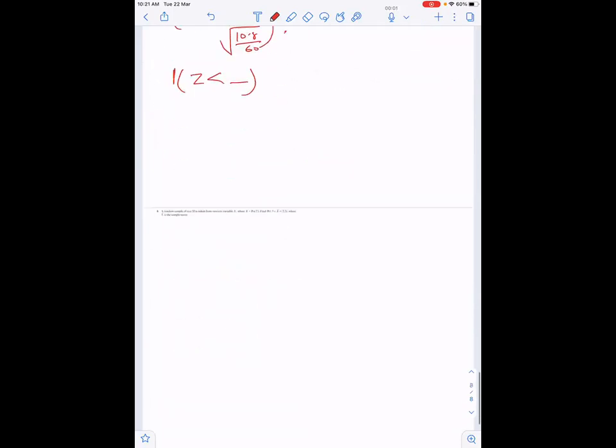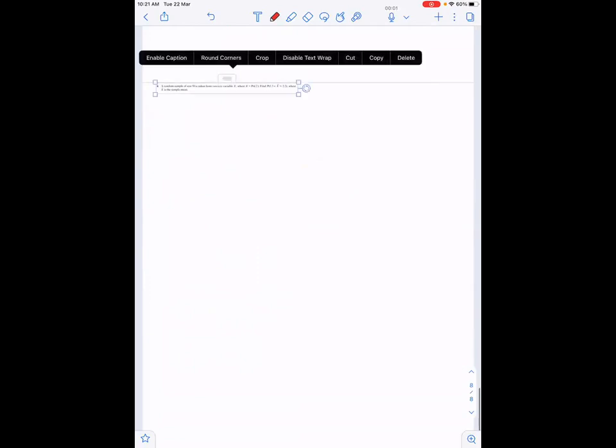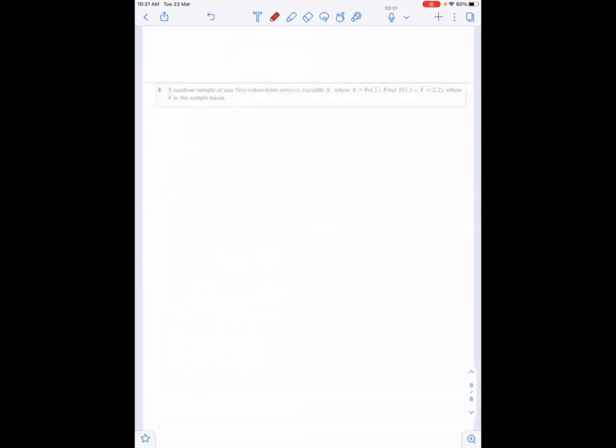I'm doing question number 8, which is the Poisson distribution. It says a random sample of size 50 is taken from the random variable x, where x is a Poisson distribution. The parameter of a Poisson distribution is actually the mean only, so the mean is 2. In a Poisson distribution, the mean and the variance are exactly the same. So the sample mean x can be approximated by a normal distribution where the mean is 2 and the variance is 2 upon the sample size, which is 50. Is this clear? Mean and variance are the same in Poisson distribution.